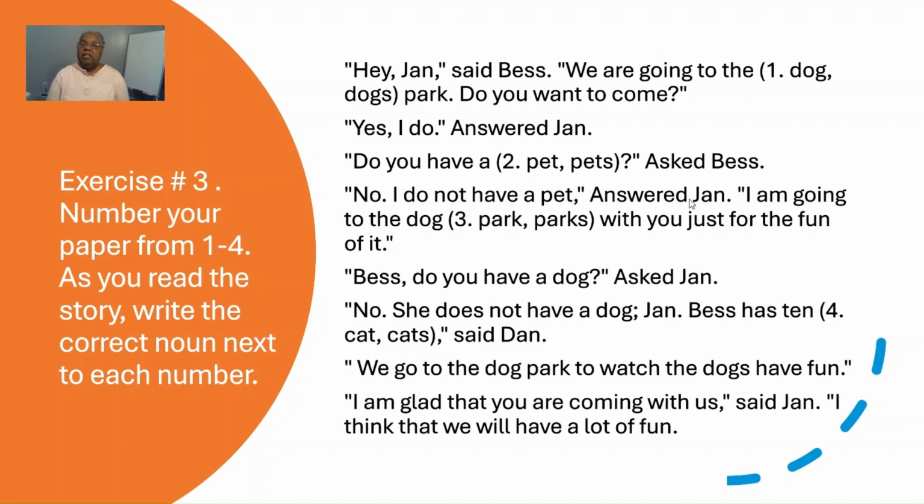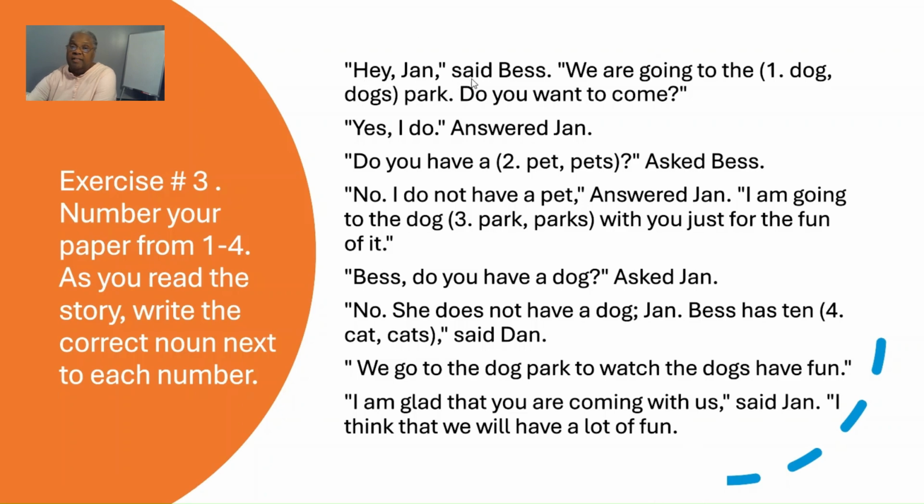Exercise 3. Number your paper from 1 to 4. As you read the story, write the correct noun next to each number. For those who are unfamiliar with many of the words within the story, I will read the story for you, and you are to write the correct noun next to each number. Ready? Let us begin.